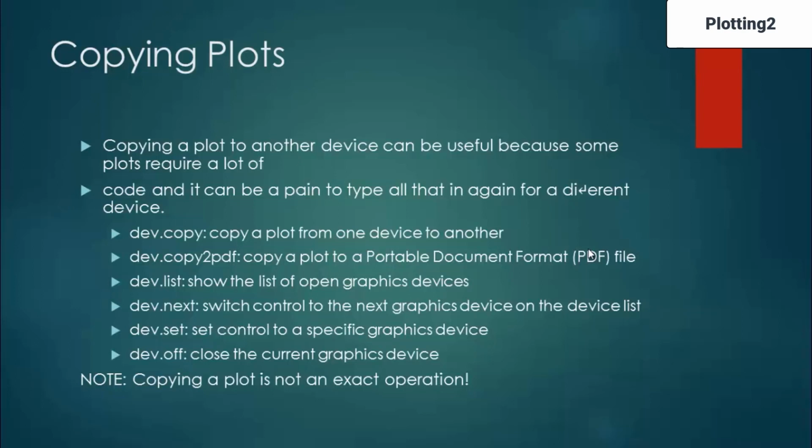So I'm using dev.copy, dev.copy2pdf, dev.list. It shows the list of open graphics devices. And dev.next switches control to the next graphics device on the device list. Dev.set sets control to a specific graphics device. Next will allocate to the next graphics device. Set will allocate to a specific graphics device. And dev.off will close the current graphics device in control.